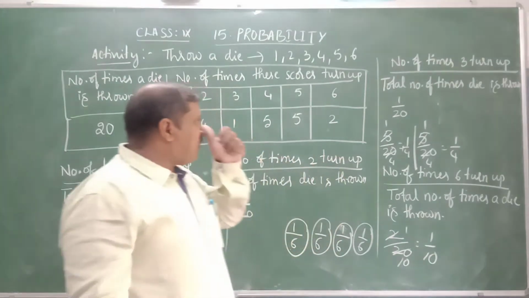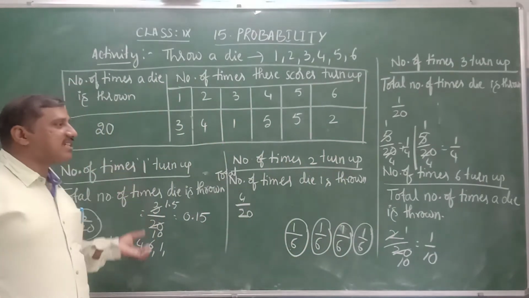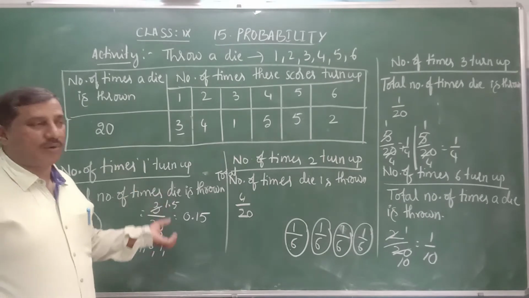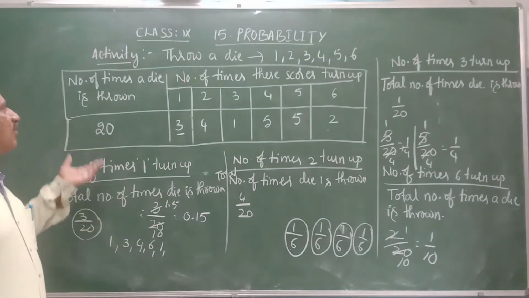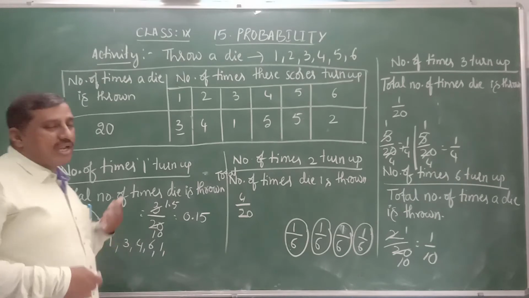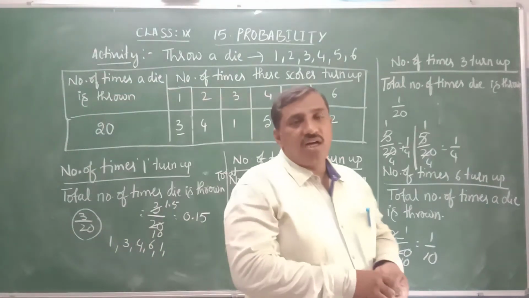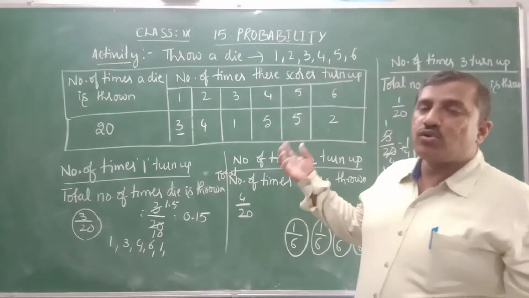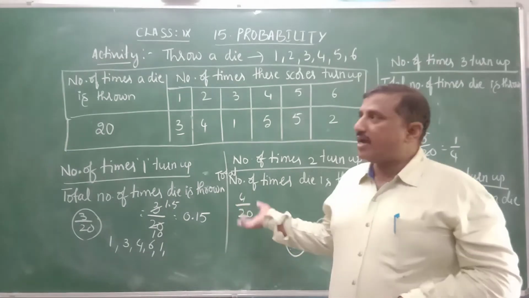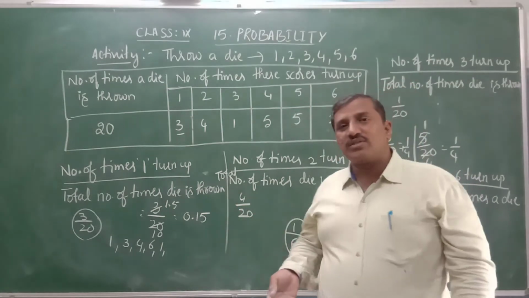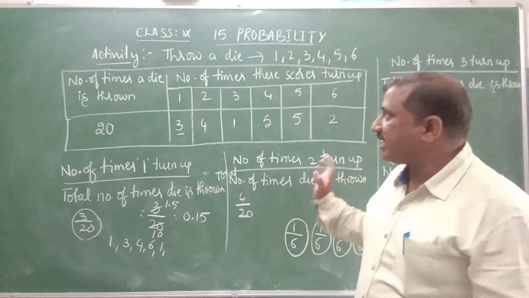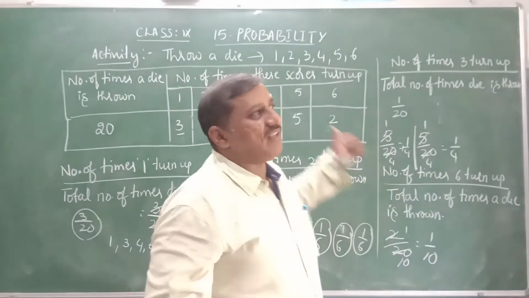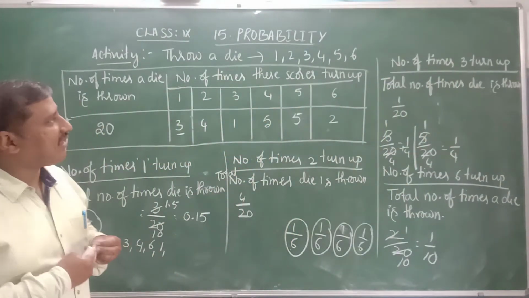So like this we will find these fractions, and these fractions we call them what? A probability. So here we have taken one die. We can also do this activity by taking 2 dice and 2 coins, and we can tabulate these values like this, and we can find those fractions. Is it clear, children? With this, some terms are there.